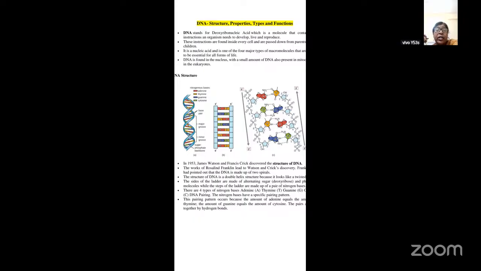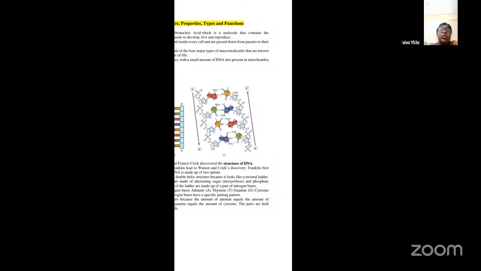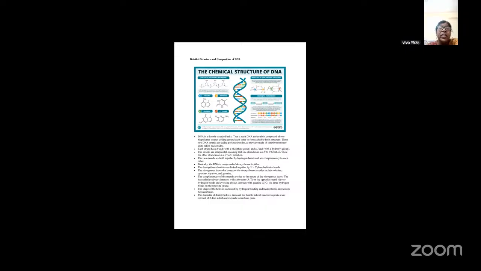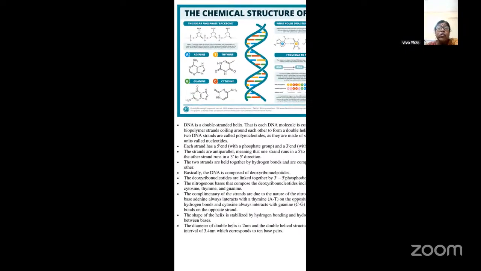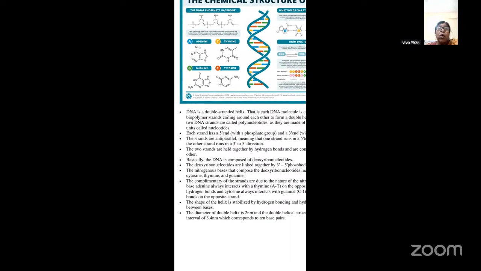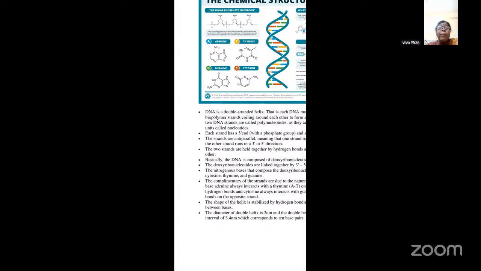And the nitrogen bases have a specific pairing pattern, because the pairing always occurs between adenine and thymine by two hydrogen bonds, and guanine with cytosine by three hydrogen bonds. So this is the structure we have already seen. It is a double helical structure. You all know each DNA molecule is made up of two biopolymer strands which coil around each other to form a double helical structure.